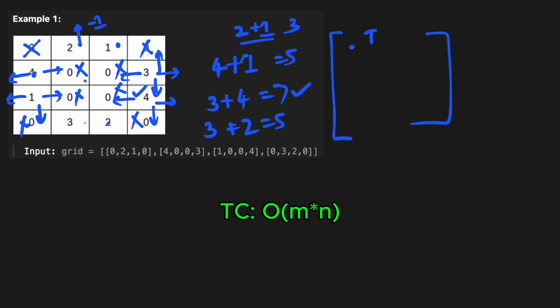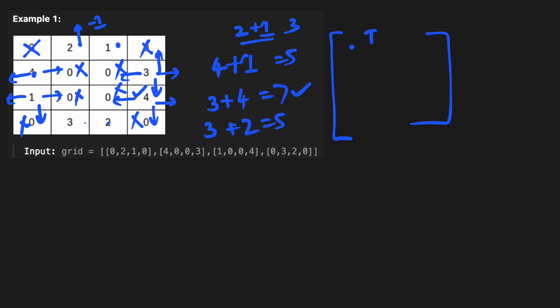And in terms of space complexity, it will be O of m into n as well, because we are using this visited matrix, which takes O of m into n space. And also when we are running a DFS, we are using recursion here, but we can also use a stack. In both approaches, the space complexity because of this will be O of m into n.